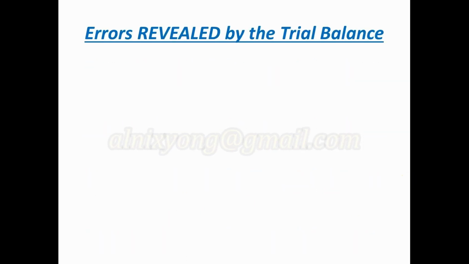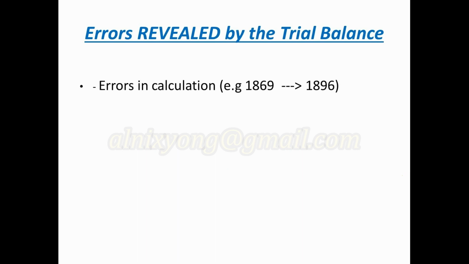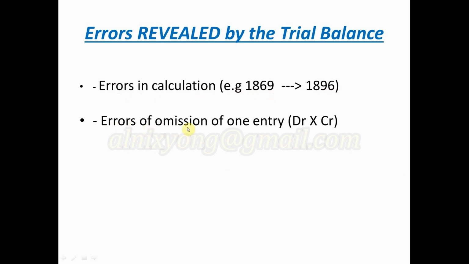Next, errors revealed by the trial balance. Errors in calculation. Sometimes we will press the calculator wrongly. Suppose we should key in 1869, but we key in 1896 wrongly. That's why it is an error in calculation. The next one, errors of omission of one entry. We are supposed to key in the data into the debit side, but we forgot to key into the credit side. That's why we call it omission of one entry.